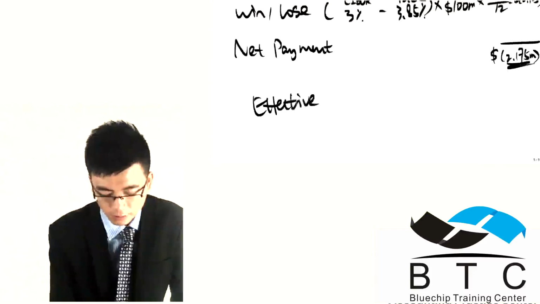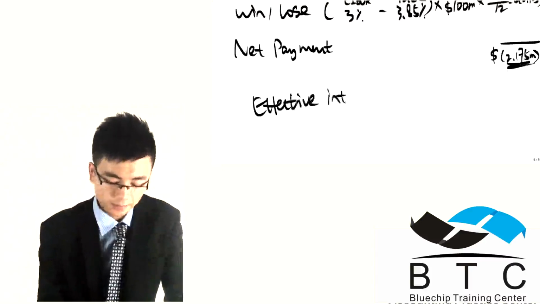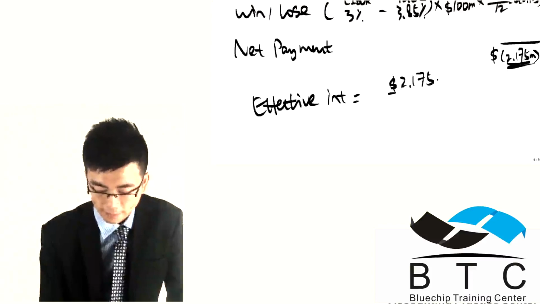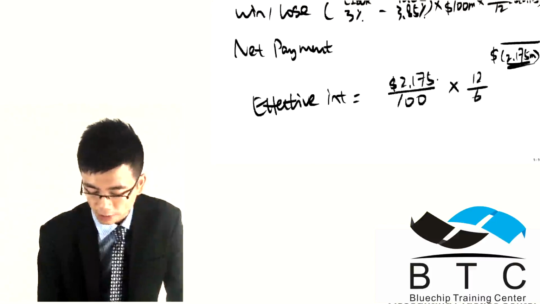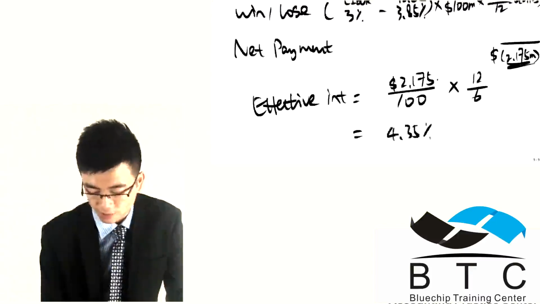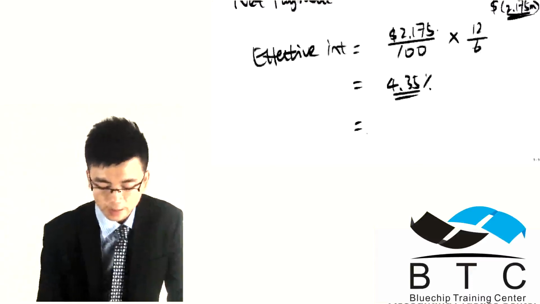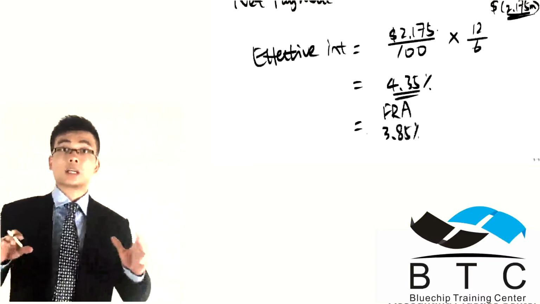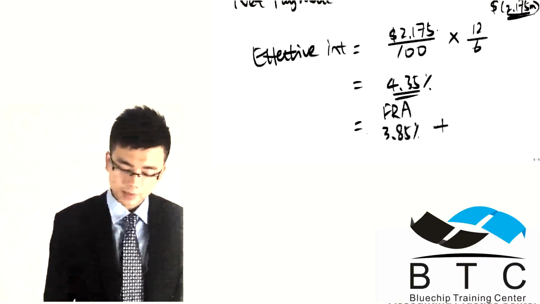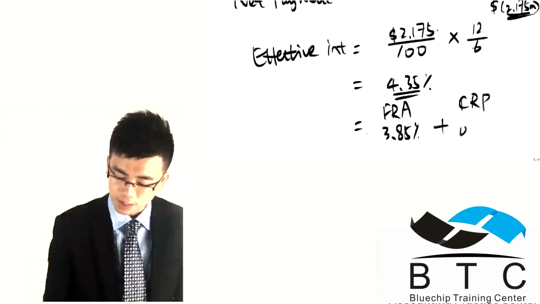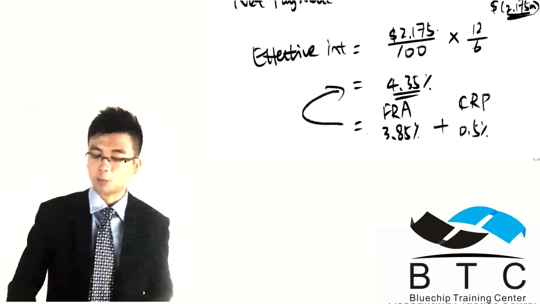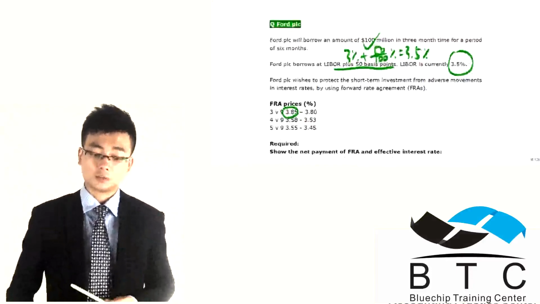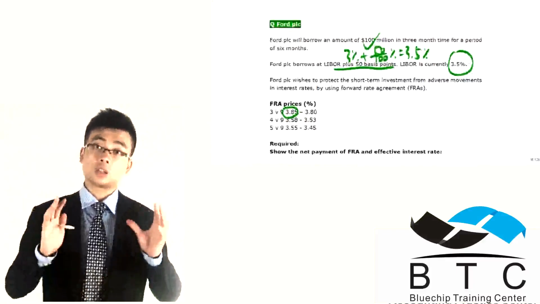So what about the effective interest cost then? The effective interest is that we take 2.175 divided by 100 multiplied by 12 divided by 6, giving us 4.35%. Or you can equal it to the FRA rate, 3.85, because we need to take it whether or not the LIBOR rate actually increases or decreases, plus the credit risk premium of 0.5%, which gives us 4.35% over here. So remember, in the exam, if you see that the examiner asks you to use the FRA to hedge against the risk, of course, use the pro forma here.